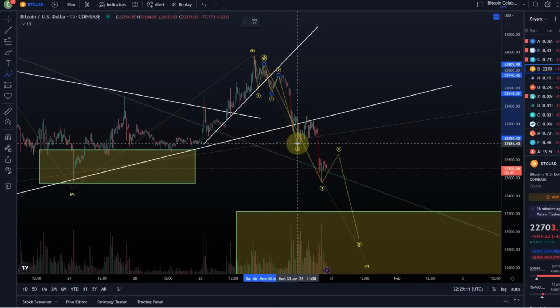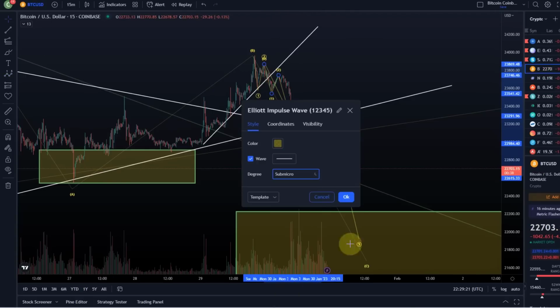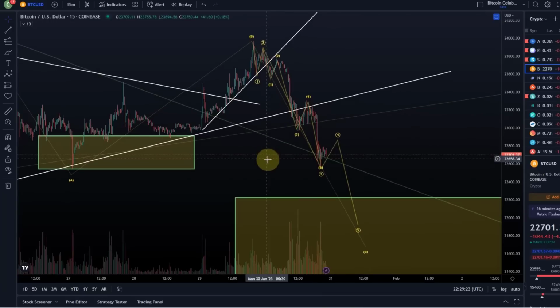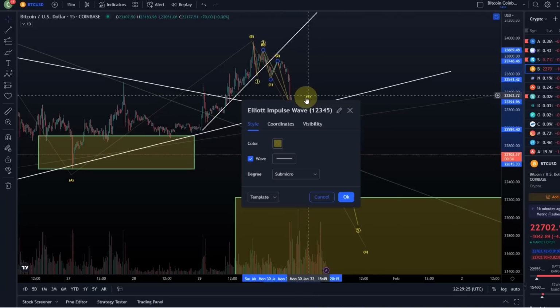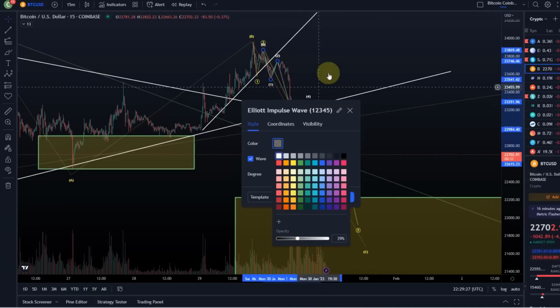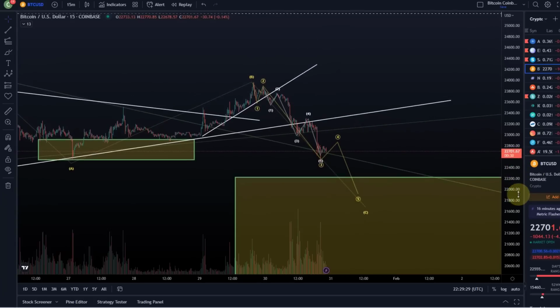2, 3. The wave 4 could also be a triangle. That's a bit, not entirely sure. 4, 5. Bit like that, yeah. And then let me make another color here for that so we can distinguish between them nicely. Yeah, so I think that's where we are.